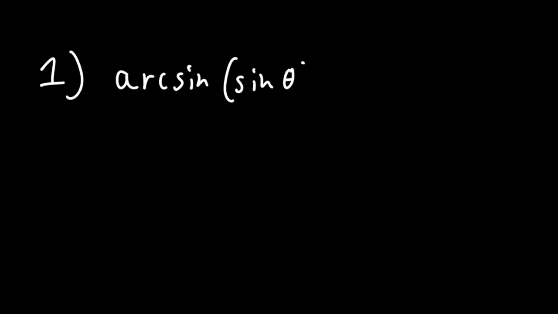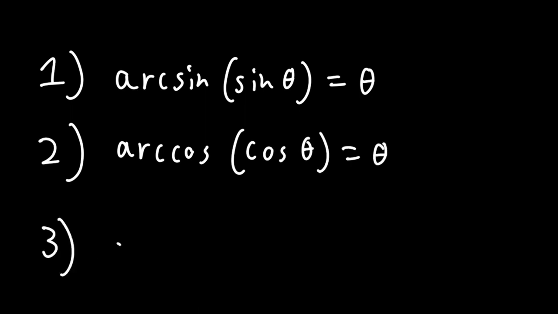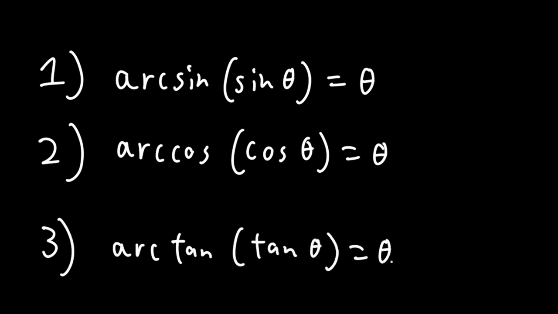Now let's discuss some basic identities that you should commit to memory. Arc sine of sine theta equals theta. Arc cosine of cosine theta is equal to theta. And arc tangent of tangent theta equals theta. You should commit all three of these to memory. Now let's do an example problem.